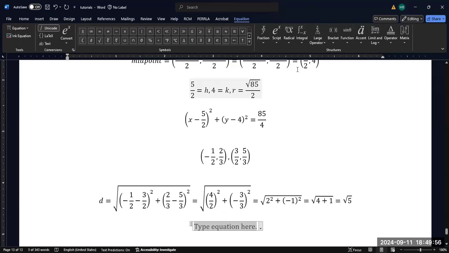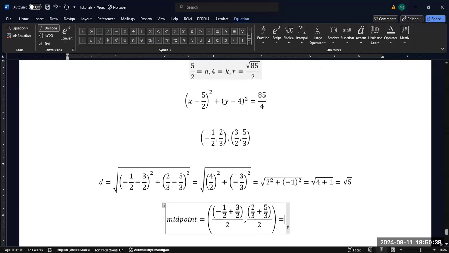And then the midpoint formula, again, it remains the same. But now we have fractions involved. So the algebra is just a little trickier. The numerator is going to be negative 1/2 plus 3/2 over 2. And then our other numerator is going to be 2/3 plus 5/3, all over 2.